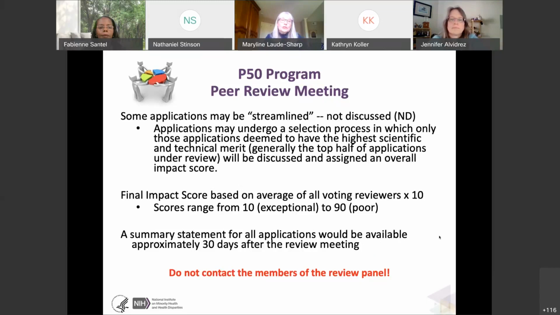For the peer review meeting, on the day of the meeting, some applications may be streamlined, which means not discussed. The application may undergo a selection process in which only those applications deemed to have the highest scientific and technical merit, so generally the top half of the applications under review, will be discussed and assigned an overall impact score. The final impact score is based on an average of all the voting reviewers, multiplied by 10. A score of 10 is exceptional and a score of 90 is poor. A summary statement for all applications will be available approximately 30 days after the review meeting. We really ask you to please not contact the members of the review panel. Next slide, please.